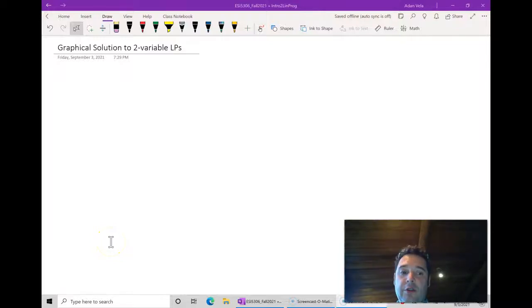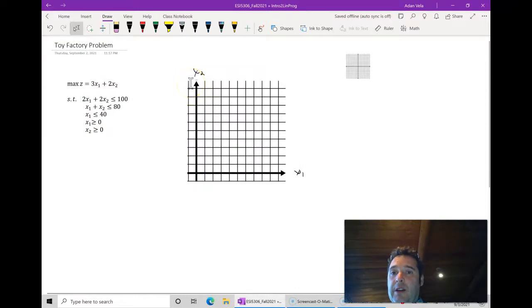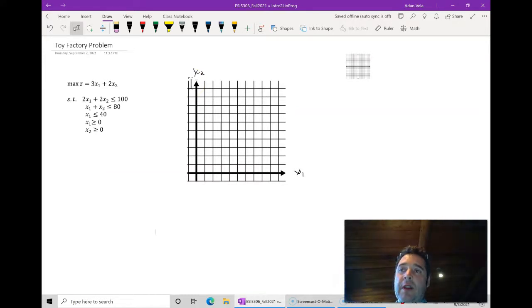All right, in continuing with our introduction to linear programming, we're going to learn how to solve very simple two-variable linear programs using graphical techniques. The end goal is that by doing this, we're going to learn a little bit about the structure of the solutions as they relate to the formulations, and it will be helpful once we get to the simplex method. So to begin, we'll start with our toy factory problem.